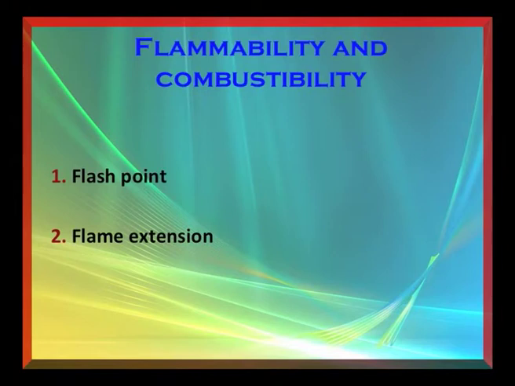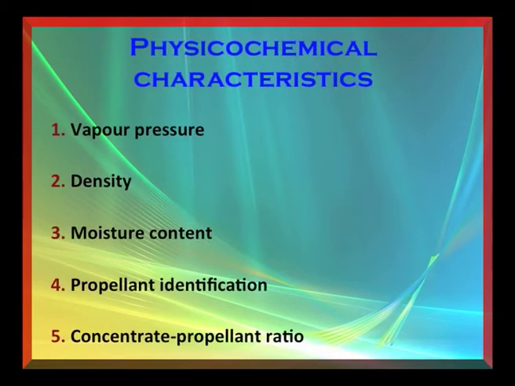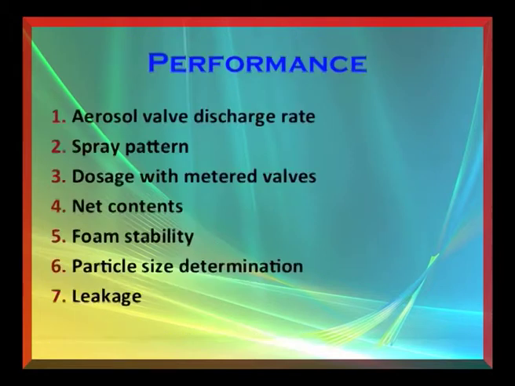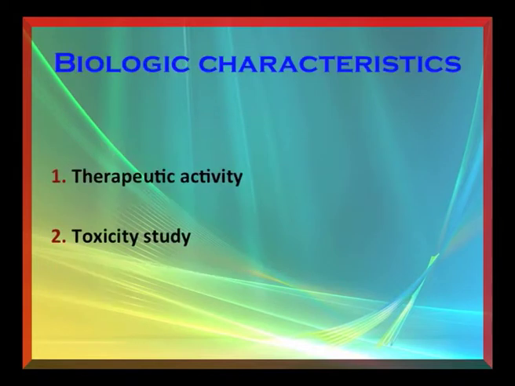Under the flammability and combustibility, we are going to check flash point and flame extension. Second one is physicochemical characteristics. Under this, testing of vapor pressure, density, moisture content, propellant identification, concentrate propellant ratio. Third one is performance. Under this, aerosol valve discharge rate, spray pattern, doses with metered valves, net contents, foam stability, particle size determination and leakage. And last one is biological characteristics. Under this, testing of therapeutic activity and toxicity study. Now we'll discuss individually these evaluation parameters.